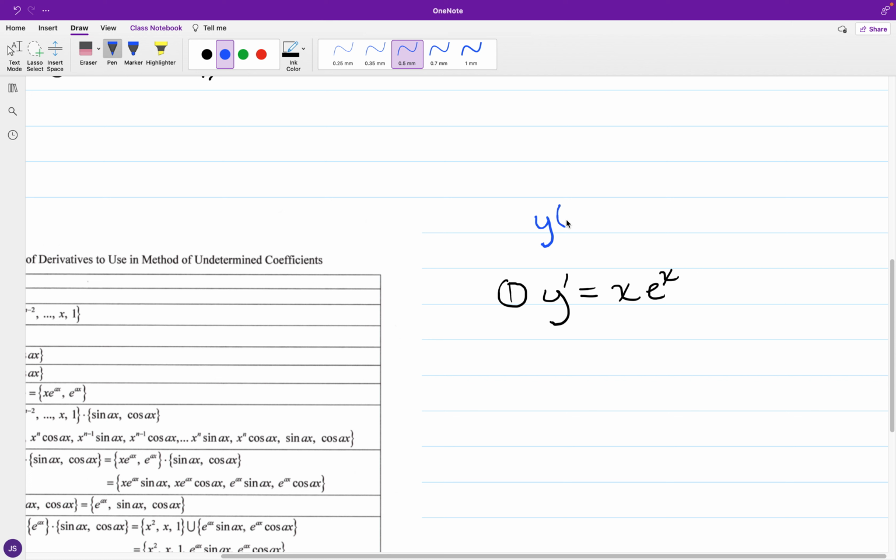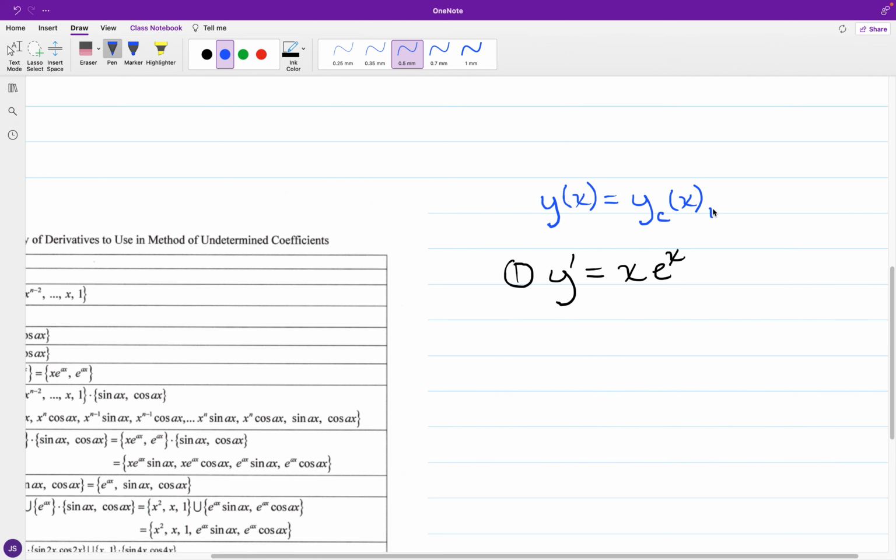a non-homogeneous equation is going to be comprised of two parts here. We're going to have the sum of what will be referred to as the complementary solution, and we can just call that y sub c of x. And then we have a particular solution, which we can refer to as y sub p of x.